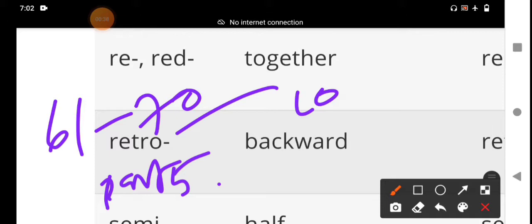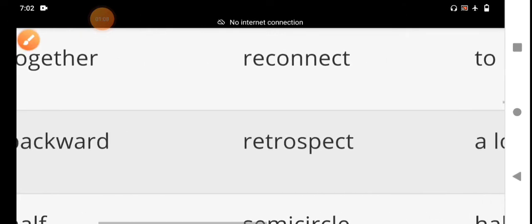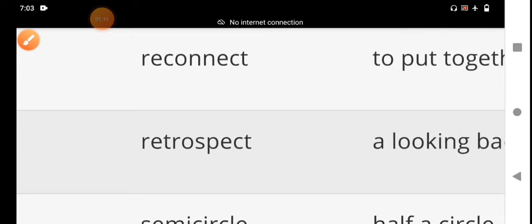The first one, before starting this class, all of you once again, good morning. In this session, the first root word is retro, R-E-T-R-O, retro. Retro means backward, opposite of forward. Retro means backward, and the example word is the instance.